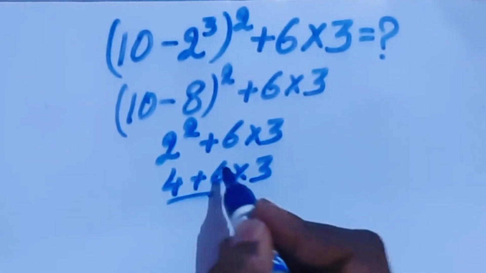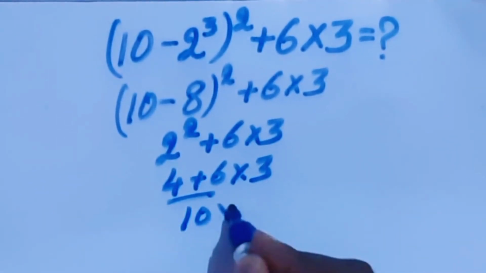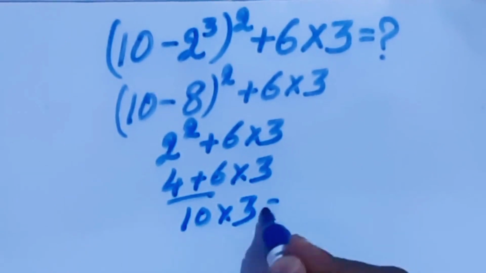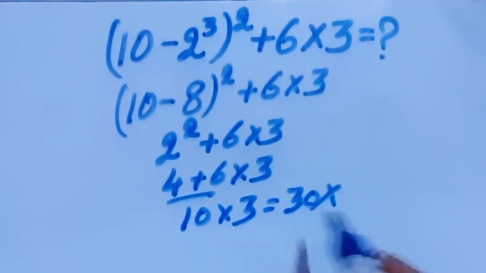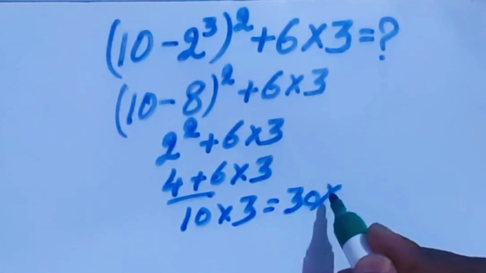Here 4 plus 6 is 10 times 3. Here 10 times 3 is 30, which is the wrong answer. As per this order of operation, this 30 is the wrong answer.